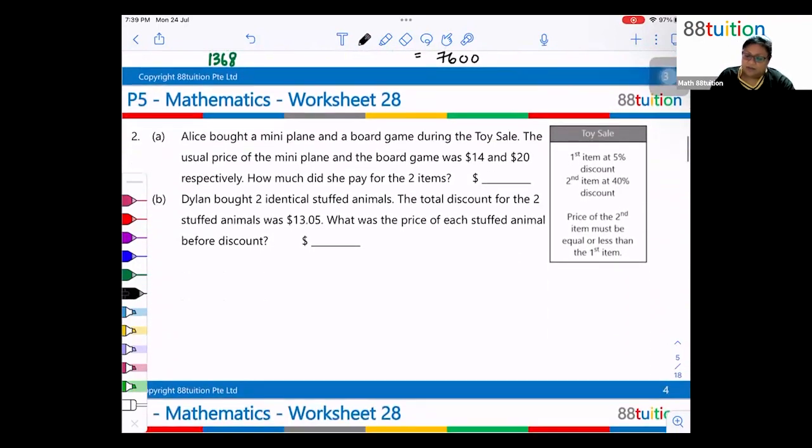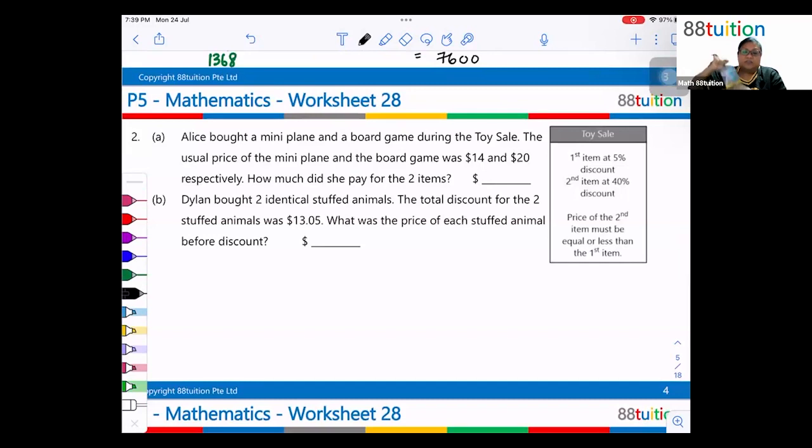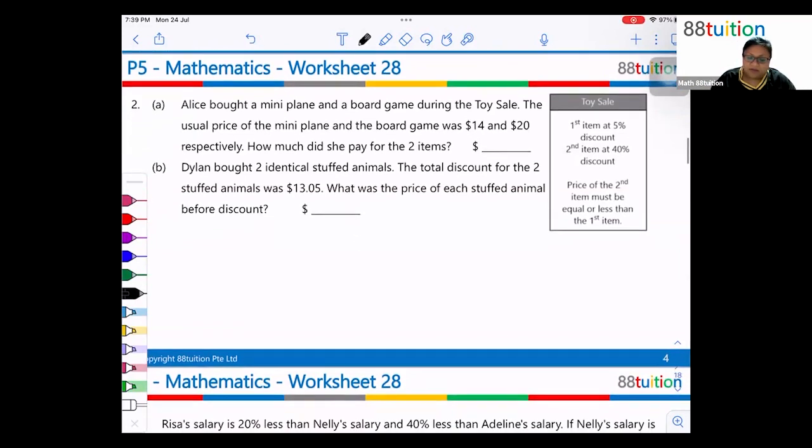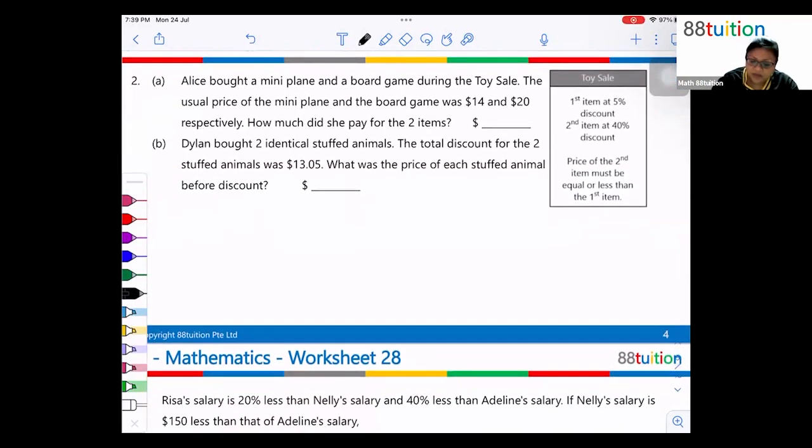Okay. Now let's look at question number 2. Question 2 is about discount. So what we have is you have the mini plane and the board game.